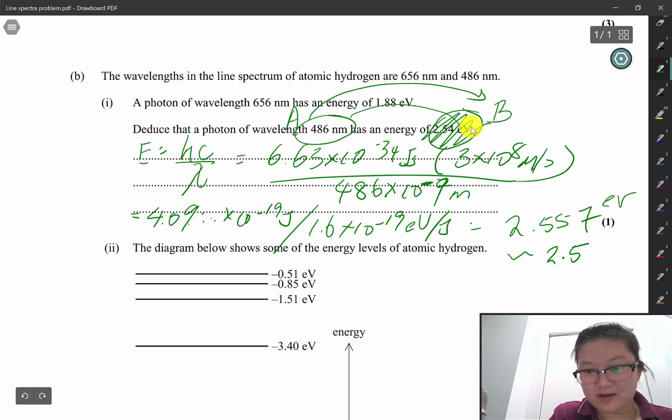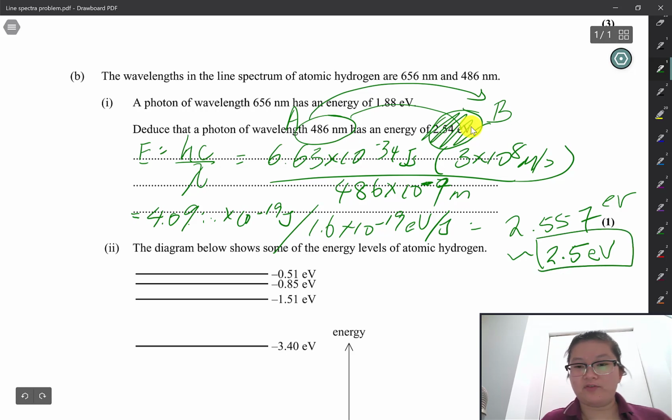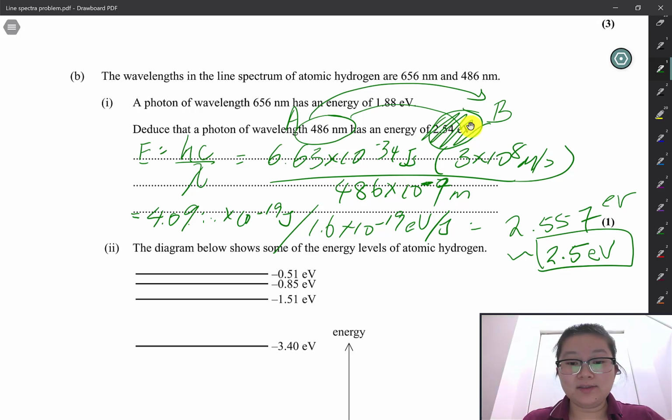2.5. And you know what? I'm just going to write 2.5 electron volts here instead of 2.54, because it's not actually 2.54, and it's not the end of the world. You use all the numbers in your data booklet.